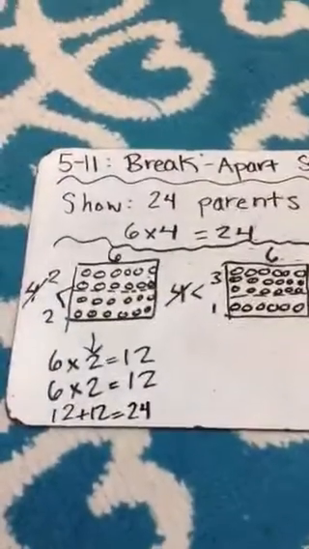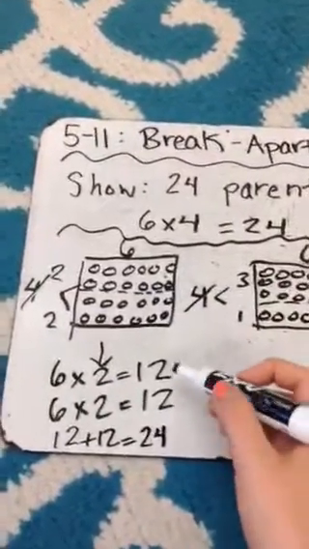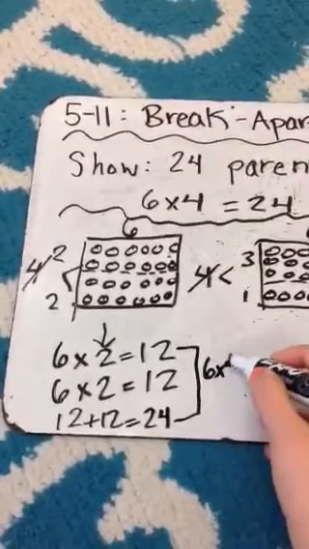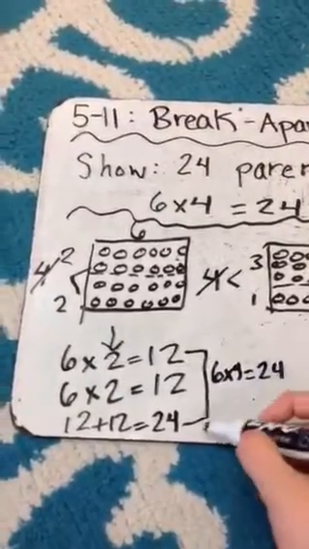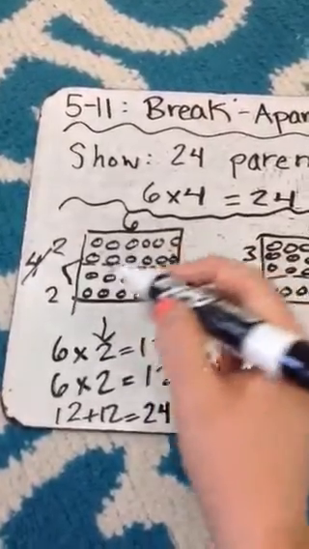So let me check in. First of all, does this match 6 times 4? Does all of this match 6 times 4? Well, 6 times 4 equals 24. So it does match my answer when I broke it into these 2 groups.